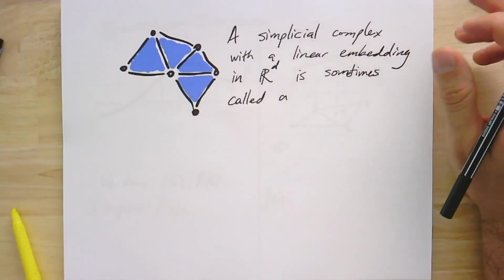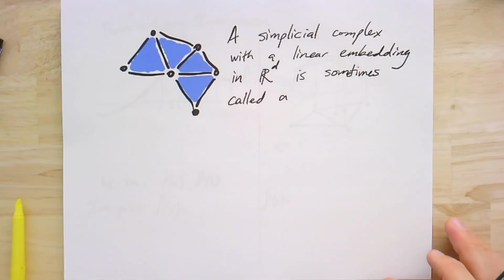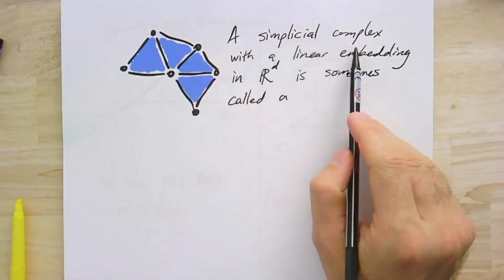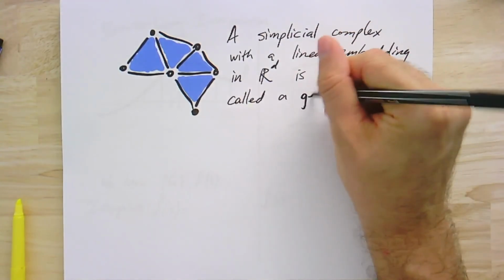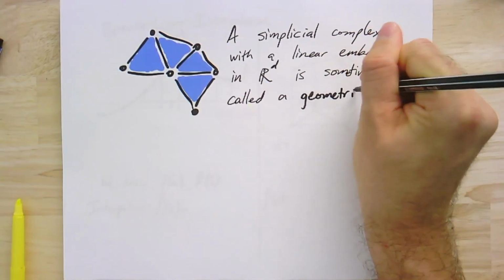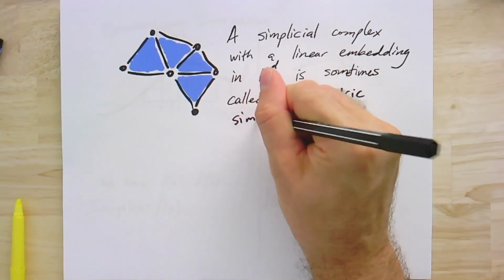All right. So one thing to point out here now is a simplicial complex with a linear embedding in Rd is sometimes called a geometric simplicial complex.